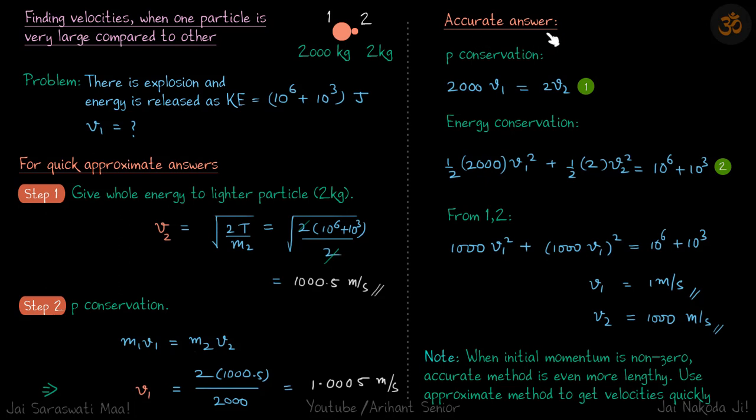Now to find the accurate answer, we need to write the proper equations for both energy and momentum. Momentum conservation: 2000 V1 is equal to 2 V2. But for energy conservation, this time we have to write the energy of the bigger mass also. So half M1 V1 square plus half M2 V2 square is equal to this total energy. From 1 and 2, we'll find the value of V1 by getting rid of V2, and we get V1 equal to 1 meter per second and V2 equal to 1000 meter per second.